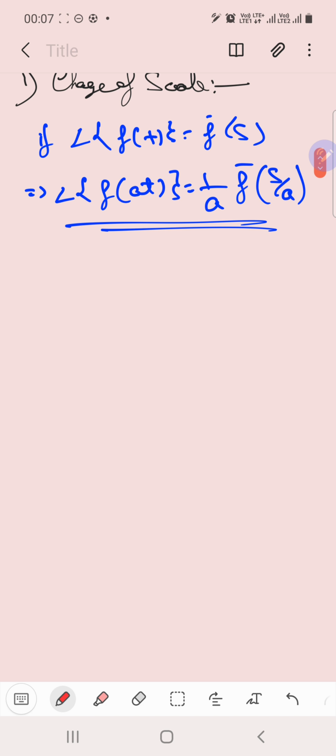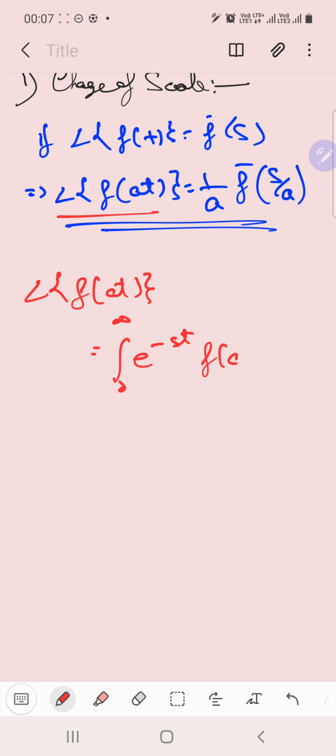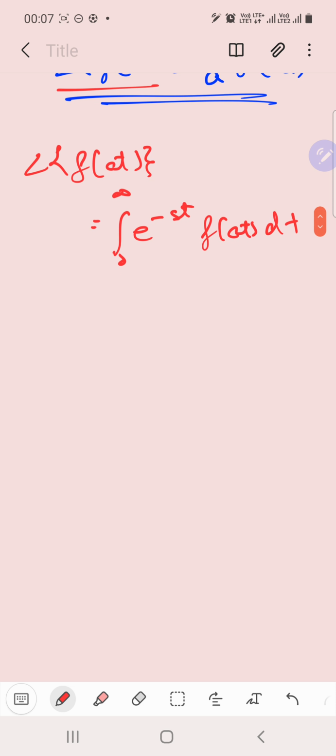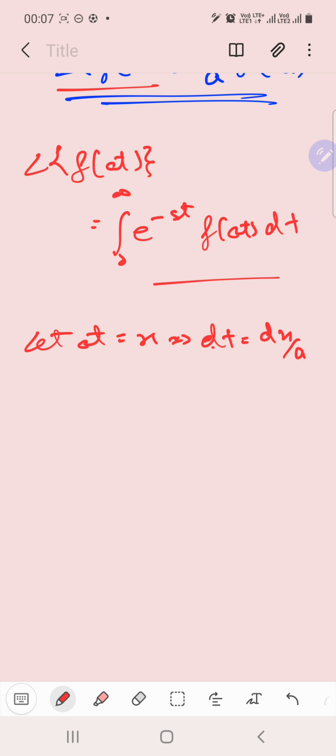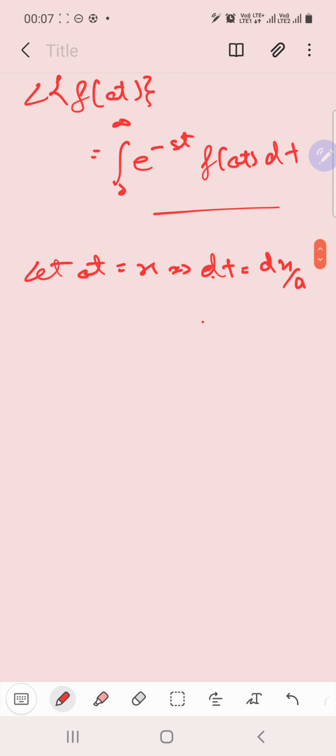So how can we prove this? Basically, let us first find the integration of this. So Laplace of f(at) is equal to integration 0 to infinity e to the power minus st f(at) dt. Okay, so substitute at with x, which gives you dt equals dx over a, and t equals x over a.